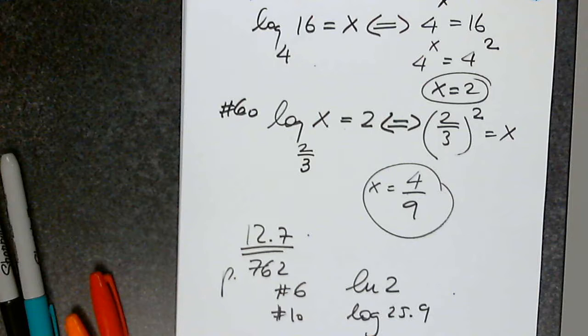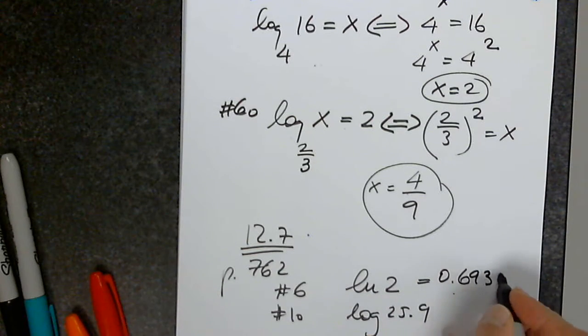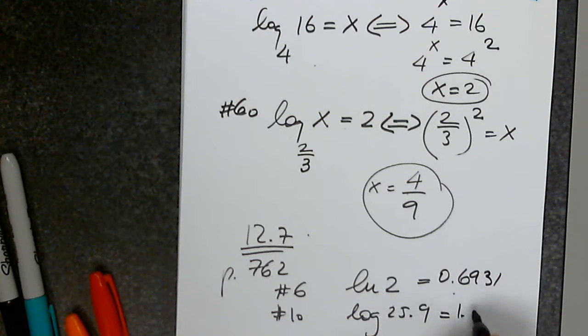Then approximating the common log of 25.9: 25.9, close the parenthesis, and that's 1.41. So natural log 2 is 0.6931, and the common log is 1.4132.